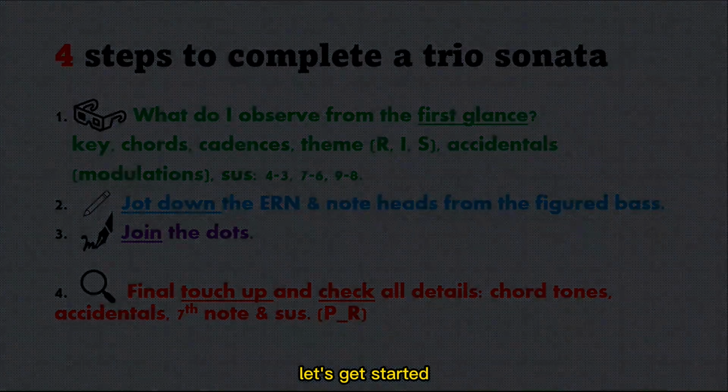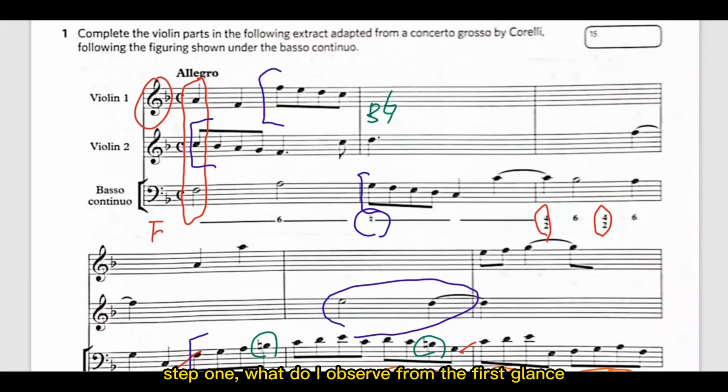Let's get started. Step 1. What do I observe from the first glance? Let's look at the key signature with 1 flat, and also the first chord starts with F, A, C. So we can confirm this is F major.